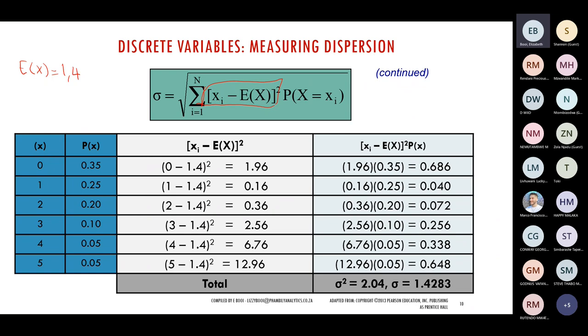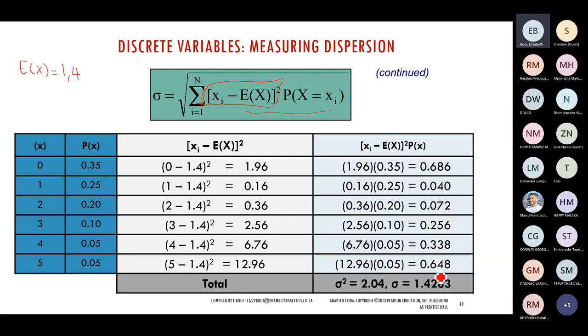1 minus 1.4 squared, we get the answer, and we get up to 5 minus 1.4 and we get the answer. Then once we have the answer, we can move to multiplying it with the probability, which is the second part that I'm doing here. So taking 1.96 multiplying by 0.35, I get the answer of 0.686. And I do all of them, up until I get to 12.96 multiplied by 0.5, which is 0.48.